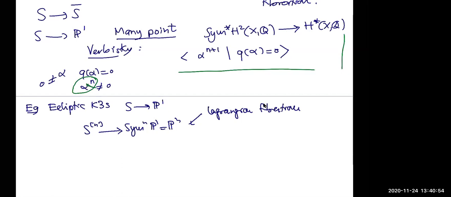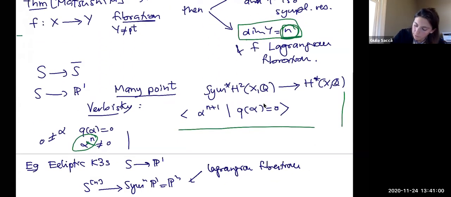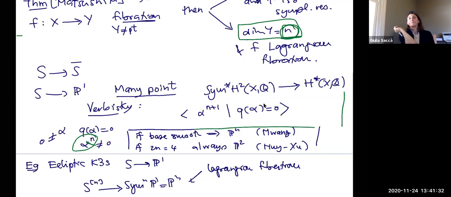I forgot, is the base of the fibration always Pn? Yeah, so let me say here, if the base is smooth, then it is Pn. And if the dimension is 4, then it's always P2. This is a result of Hwang, and this is Huybrechts' question. It's expected to be always Pn, but it's known when it's smooth.